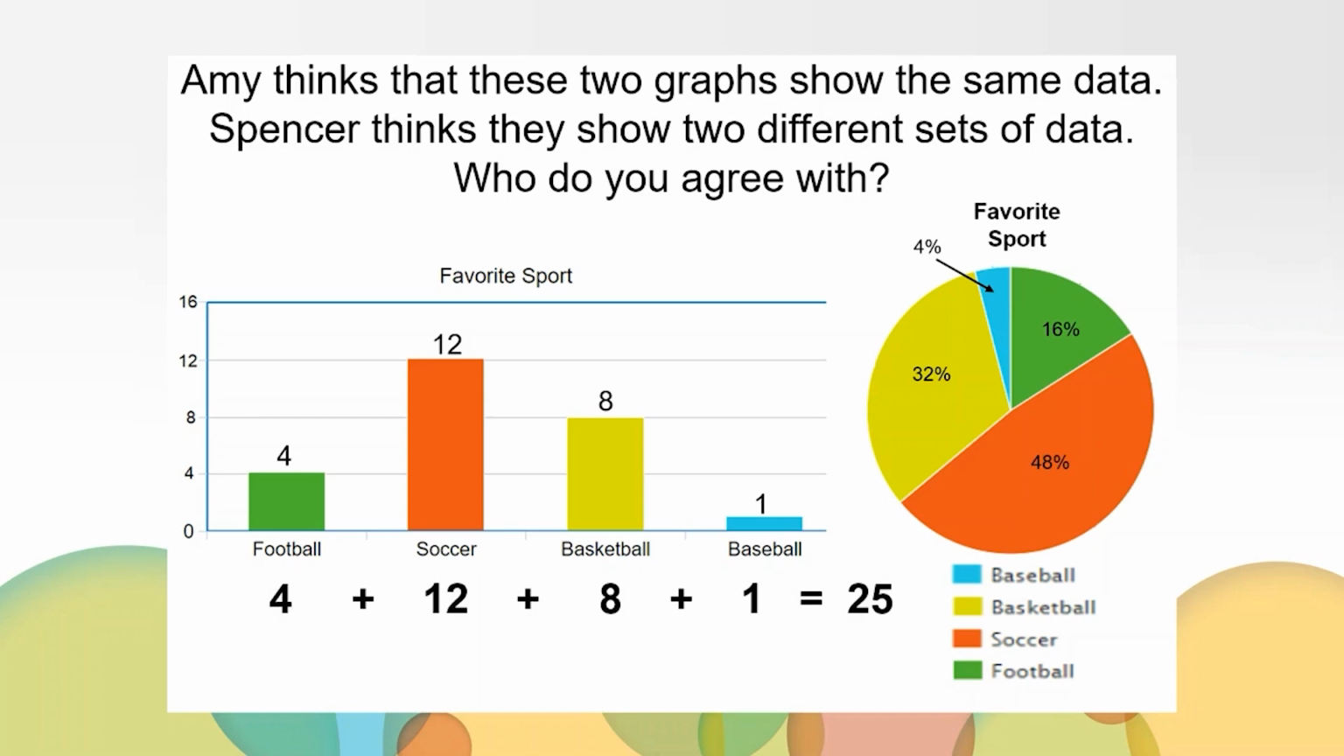This means that 4/25 of the votes were for football. 12/25 of the votes were for soccer. And 8/25 of the votes were for basketball. And 1/25 of the votes were for baseball. Now let's look at what this means in terms of percents for each sport.